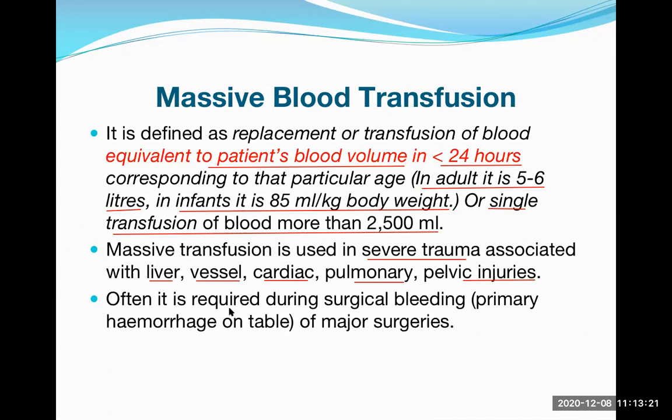Often, it is required during surgical bleeding, that is, primary hemorrhage on the table during major surgery. That cannot be avoided. And sometimes the surgeon may make certain mistakes. We are all human beings. We can make certain mistakes and there may be a bit more bleeding from the patient. How to tackle that? We have to give blood from outside.